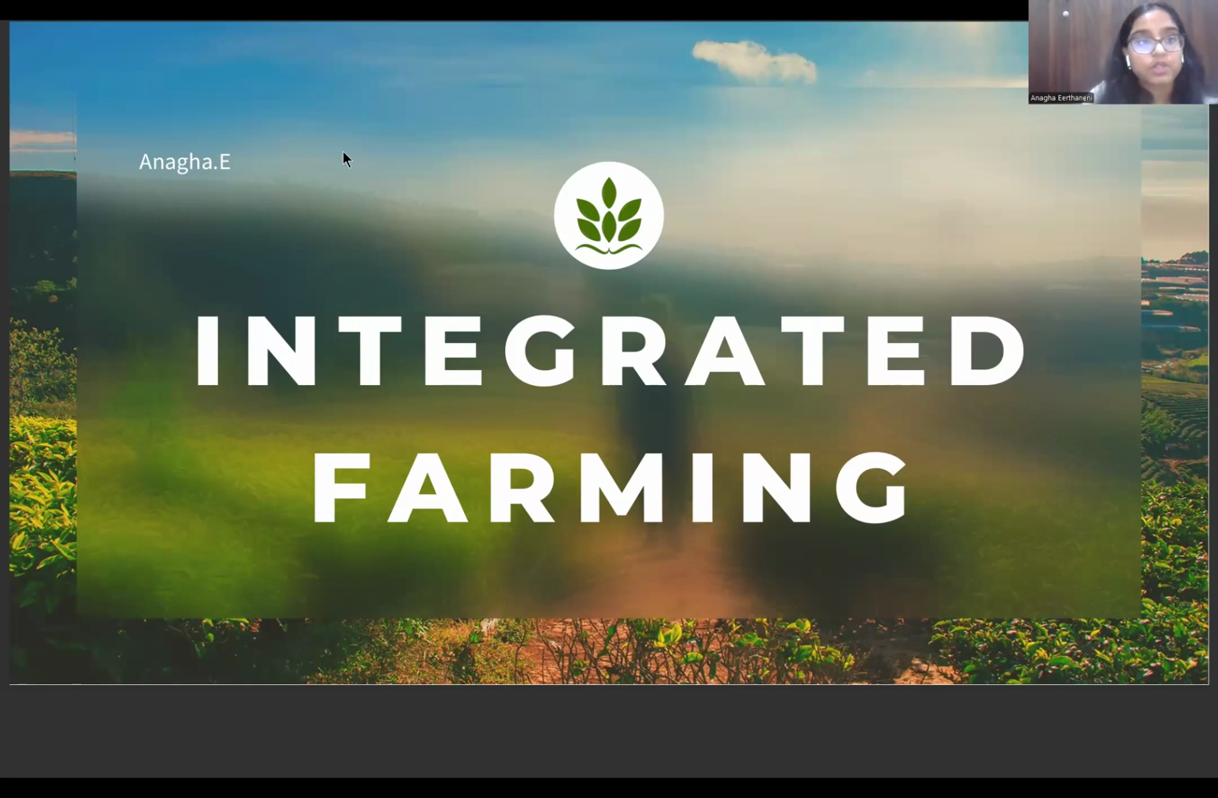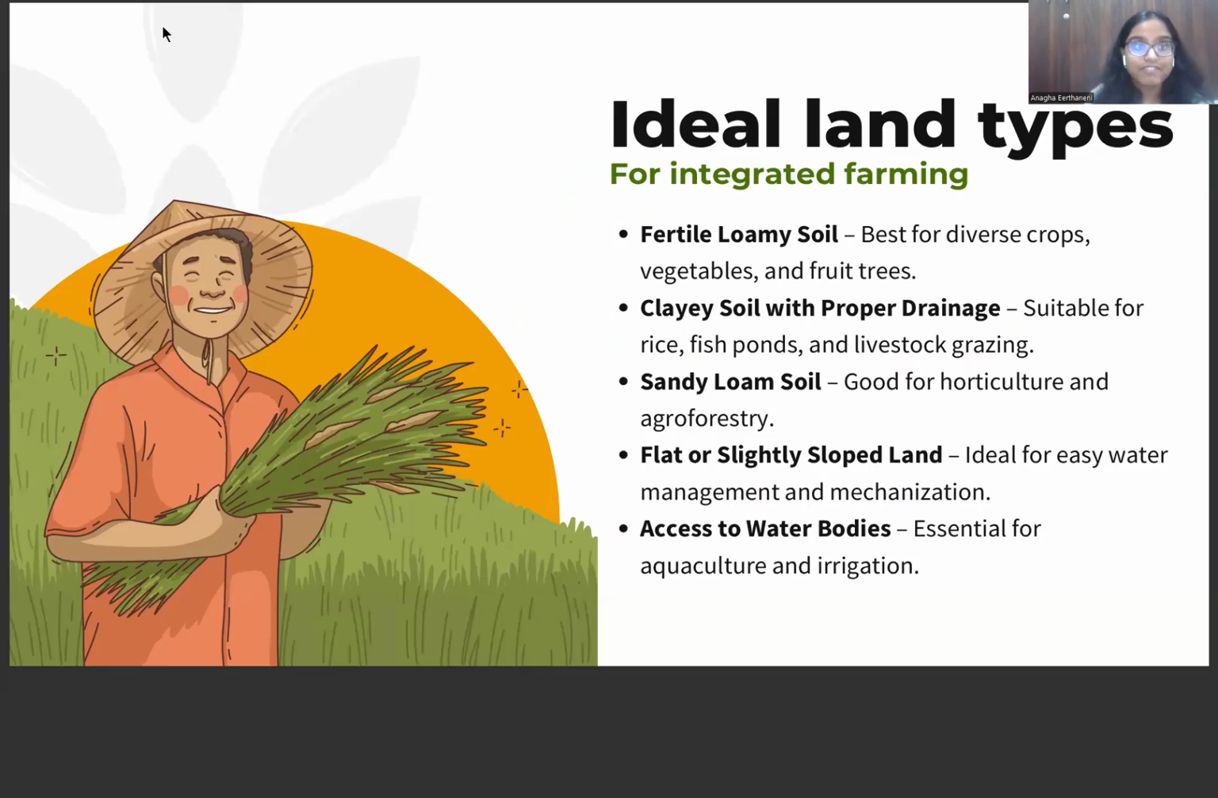So the first thing we're going to talk about today is ideal land types for integrated farming. We have five major land types. The first one is fertile loamy soil, which is best for diverse crops and vegetables and fruit trees specifically. Then we have clay soil with proper drainage, which is suitable for rice, fish ponds, and livestock grazing. And then we have sandy loam soil, which is good for horticulture and agriculture, agroforestry, like that.